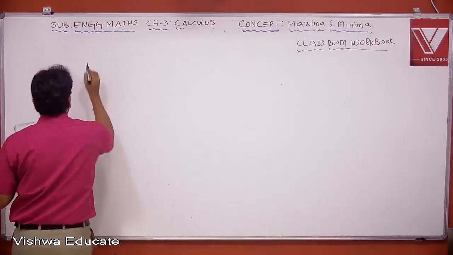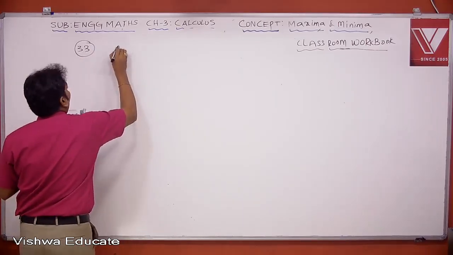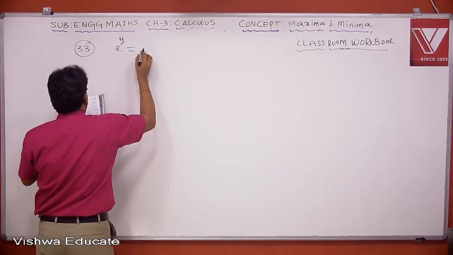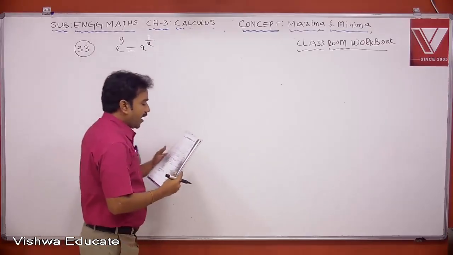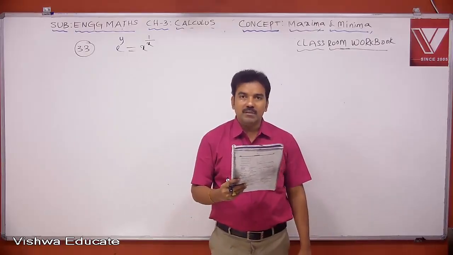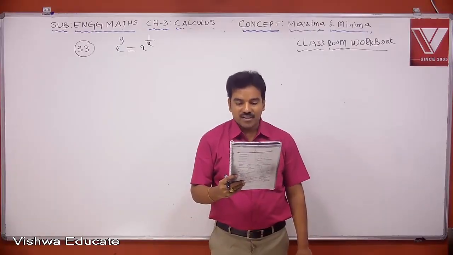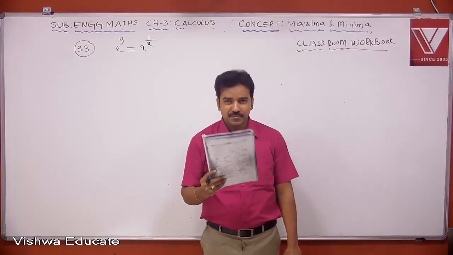Next, let us go through question number 33. If e power y equal to x power 1 by x, then y has maximum at x equal to e, minimum at x equal to e, maximum at x equal to e inverse, or minimum at x equal to e inverse.